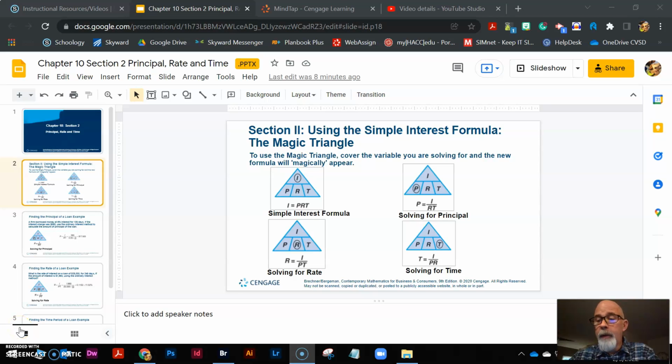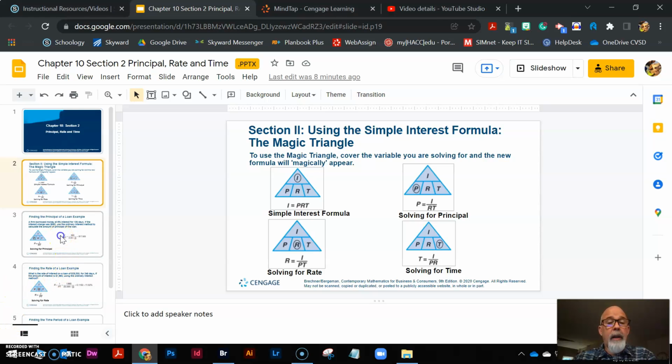Hey everyone, in section 2 of chapter 10, we're going to be focusing on solving one of three things. Either we're going to be solving for principal, rate, or time. If you remember back in chapter 6, we used the magic triangle to do so. We're going to use the same principles here and have some good resources on here. So I'll split this up into three separate videos, one for principal, one for rate, and one for time. In this video, I'll take a look at solving for principal.